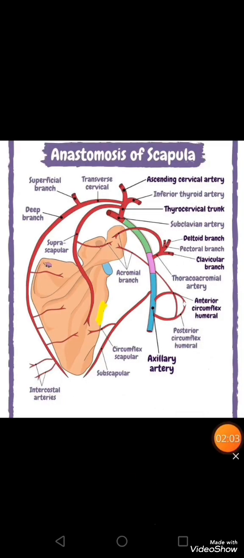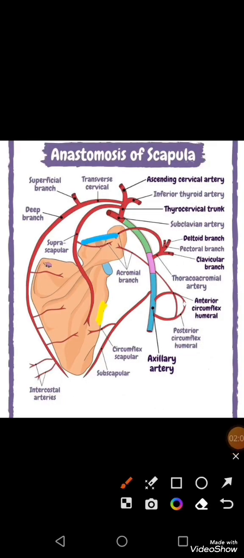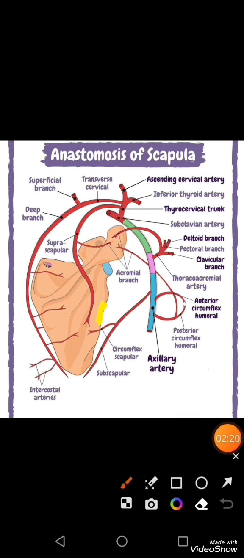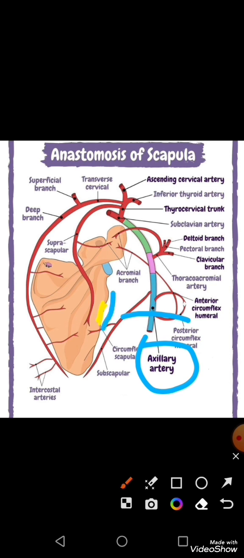Another branch, if you can observe, is the suprascapular artery, which also comes from the thyrocervical trunk of the subclavian artery and also takes part in this anastomosis, right? Now another look, at a branch coming from the axillary artery, let me mark it. If this is the axillary artery, it gives rise to the subscapular artery, and this in turn gives rise to the circumflex scapular artery. So in this way it is also taking part in this anastomosis.